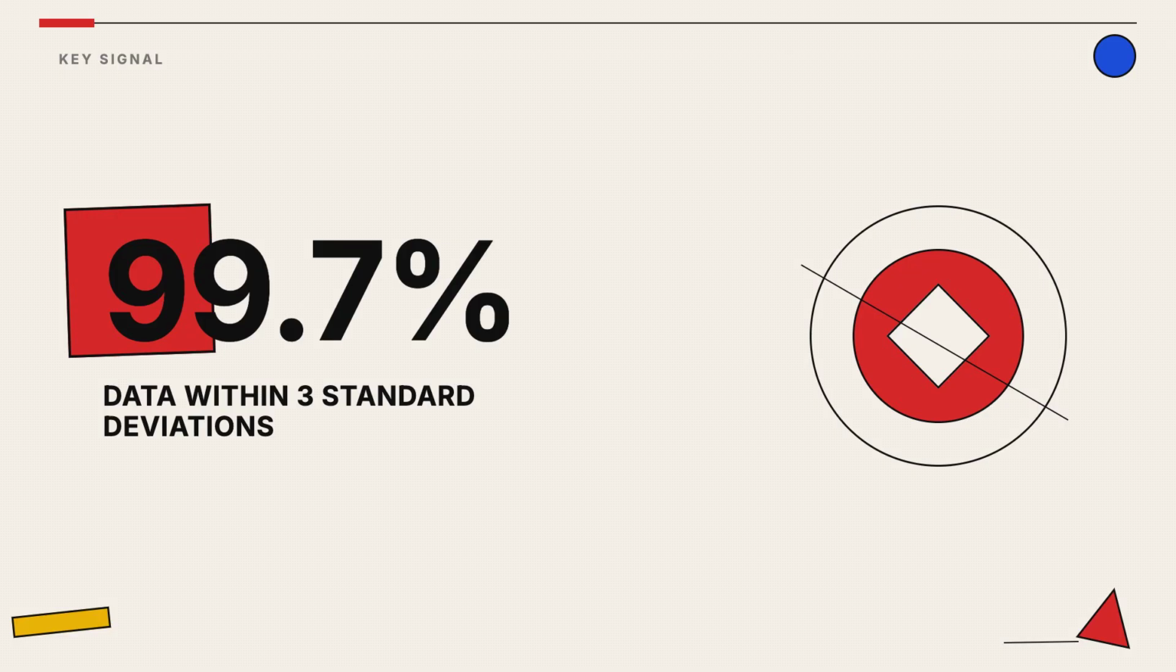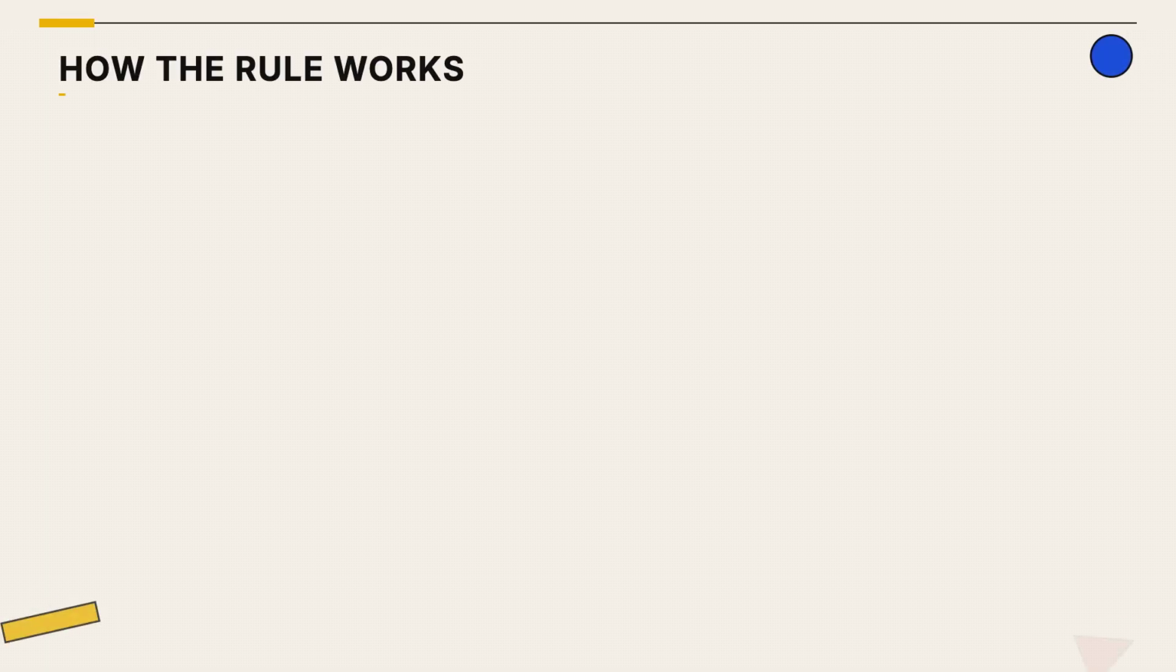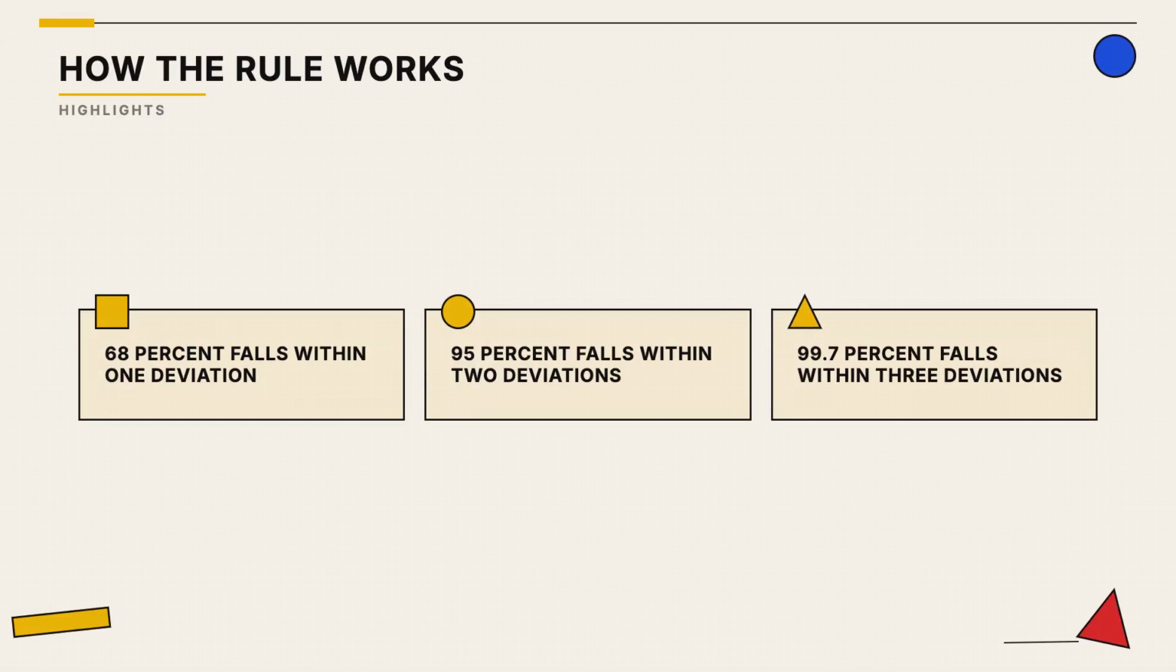This helps investors gauge extreme outcomes. Think of standard deviation as a measure of volatility. Higher deviation means outcomes are more spread out from the average.